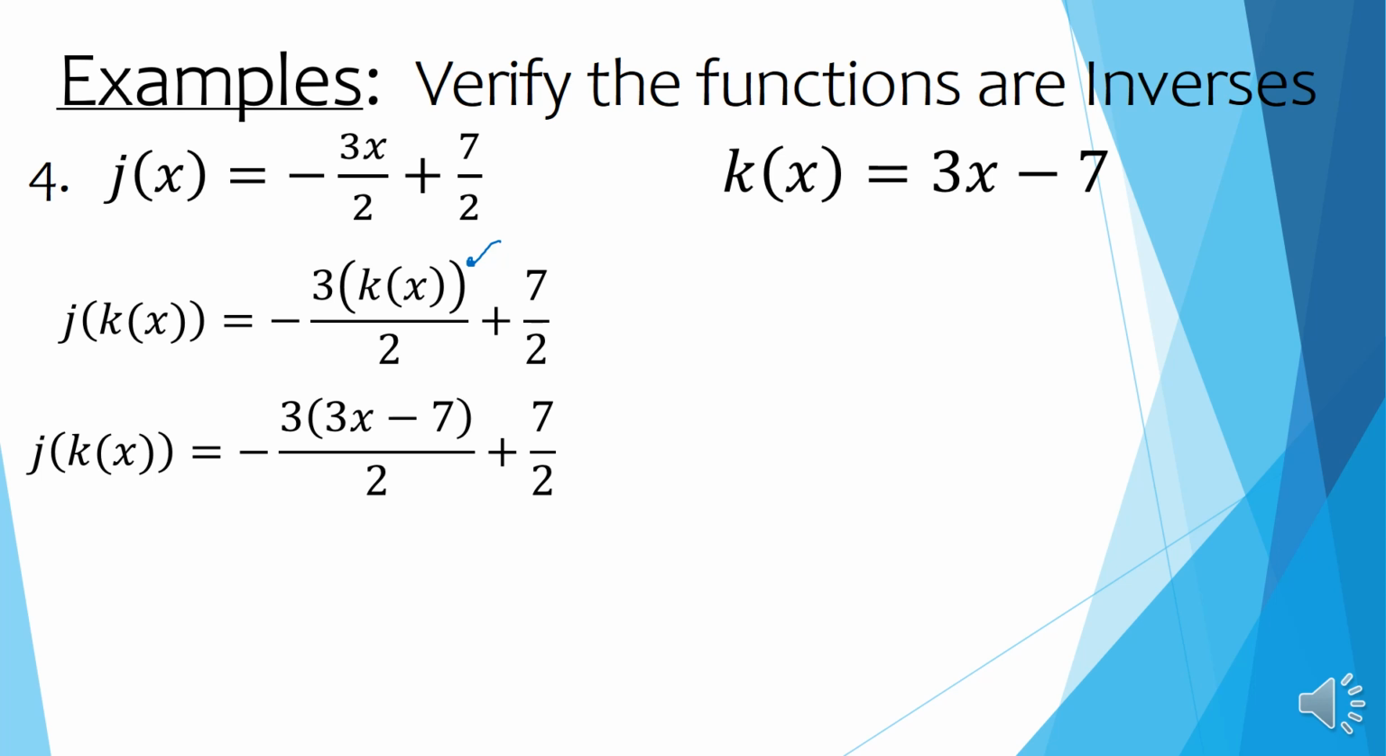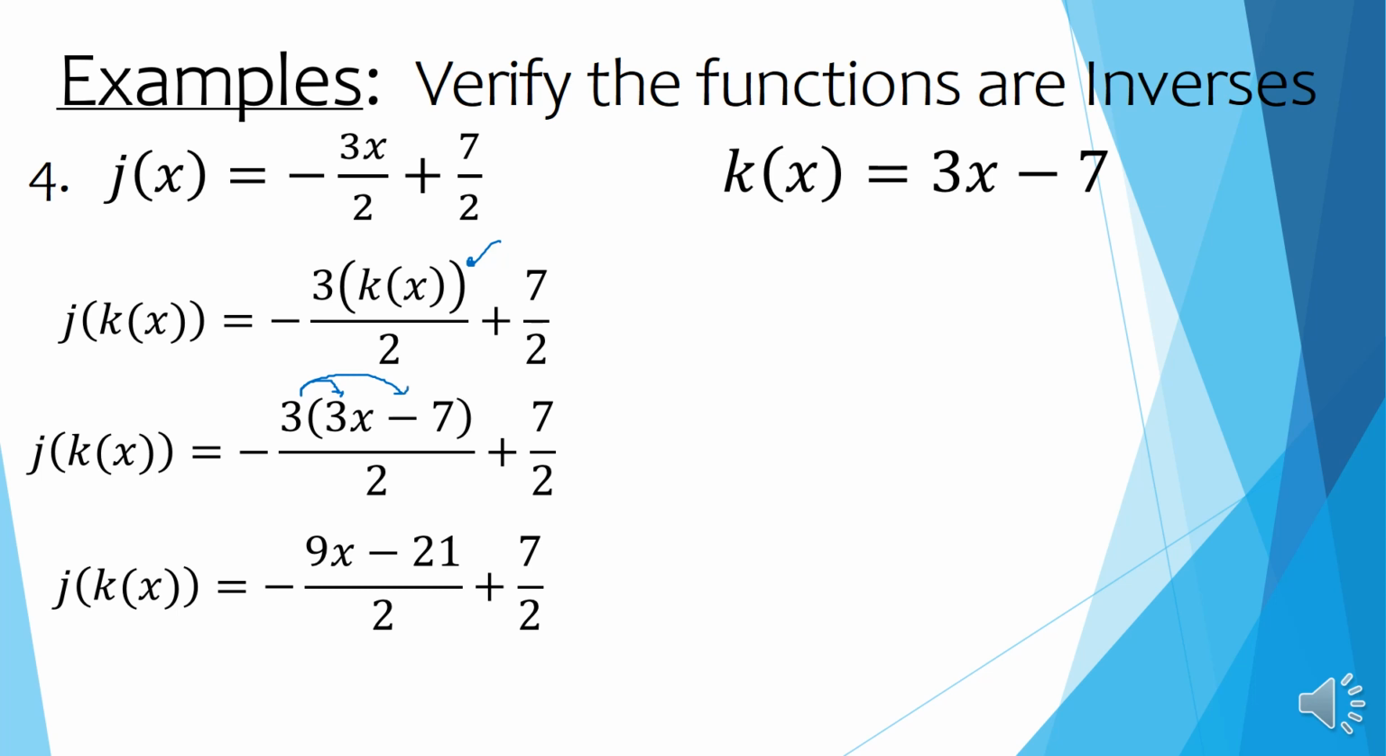Okay, let's simplify, see what we get. Multiply 3 to both of the terms inside. So 3 multiplied by 3x is a 9x. 3 multiplied by -7 is a -21. And I'm just keeping that negative on the outside of the fraction. So that gives me a negative 9x minus 21 all over 2 plus 7 over 2.